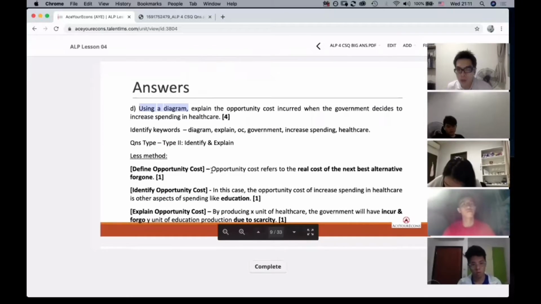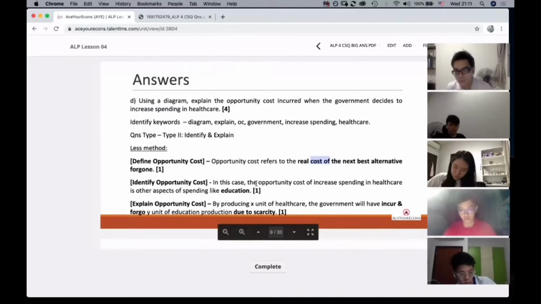Opportunity cost refers to the real cost of the next best alternative foregone. I'm looking out for the keyword real cost. If you just tell me the next best alternative foregone, cross. You need to attach a value to your next best alternative foregone.